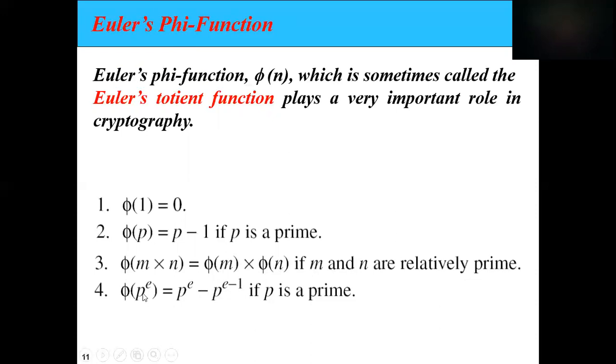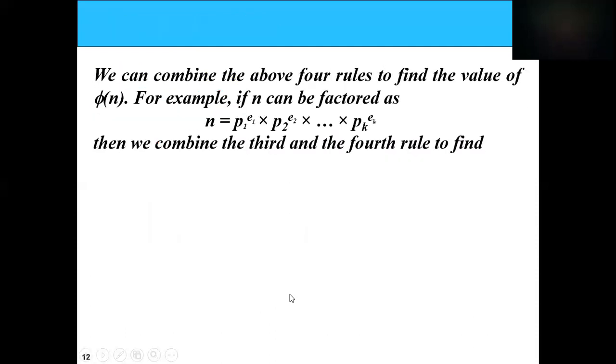Phi of p to the power e, where e is any positive integer, is p to the power e minus p to the power e minus 1, if p is prime. Let us take some example. We can also generalize these.